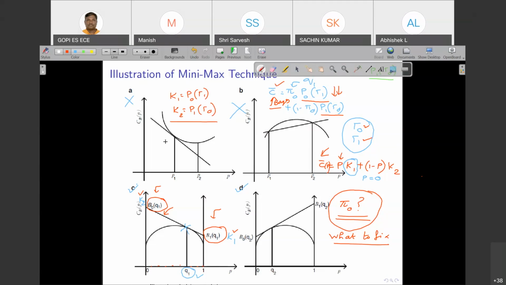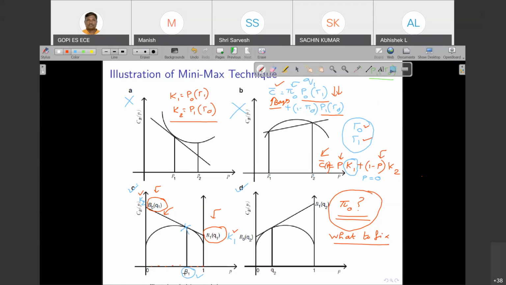It's like that, right? So this is K1 and this is K2 here. When P equal to 0, this becomes 0 and then you get K2. And when P equal to 1, this becomes 0 and this becomes K1, right? So this is what you are getting. So this straight line. So we are trying to minimize this conditional cost.